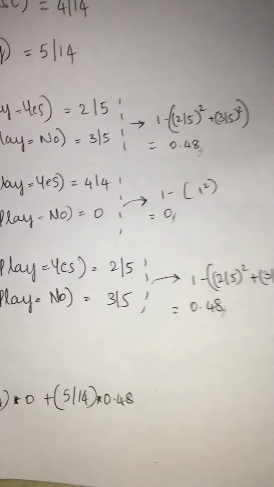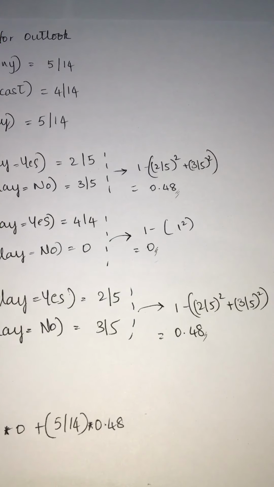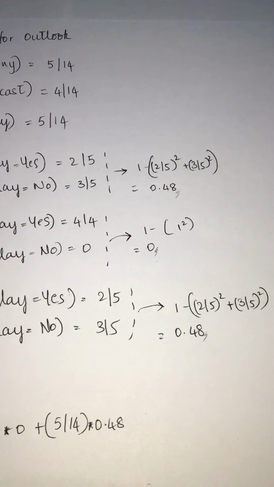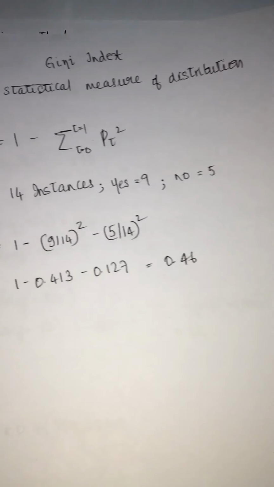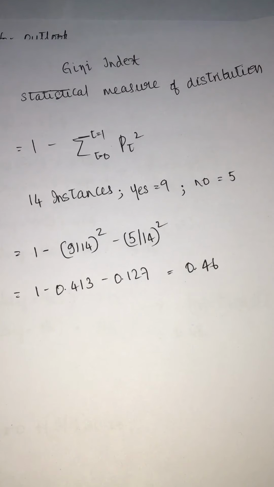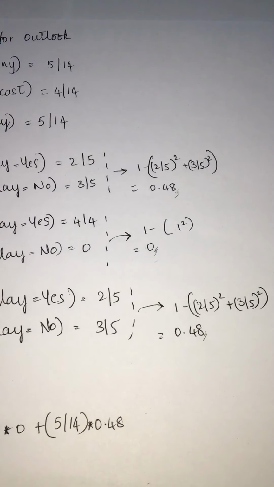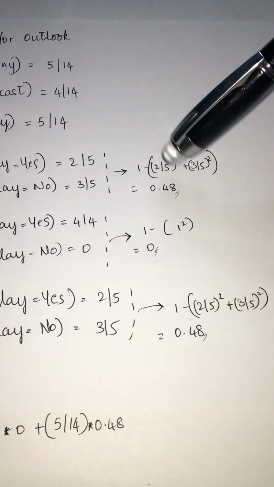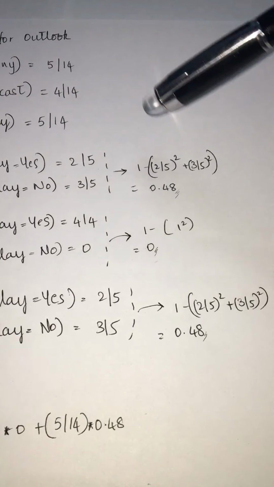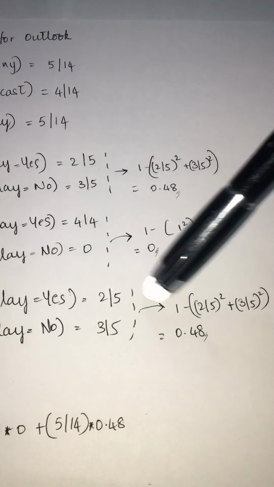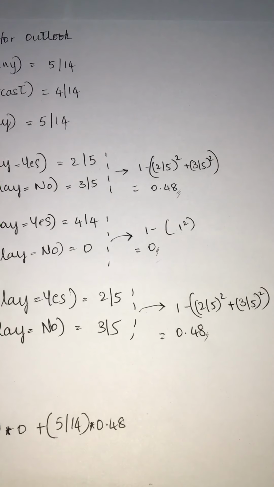Then for each individual, you take a plain Gini Index. You get this from the formula, 1 minus the summation over t of p(t) squared. So you're just calculating for each: for sunny you calculate your Gini Index, for overcast you calculate your Gini Index, and similarly for rainy.